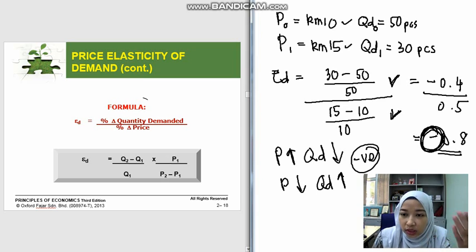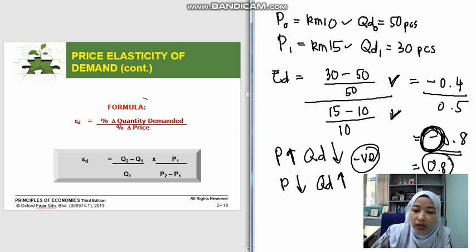To determine whether your answer is showing elasticity or inelasticity, you have to take your answer as an absolute value. So you just eliminate the negative sign and put it as 0.8. Your answer here is 0.8. Later on we will see whether 0.8 is considered elastic or inelastic. So let's look at the next slide here.